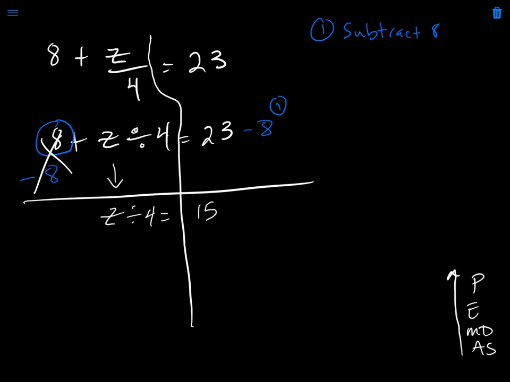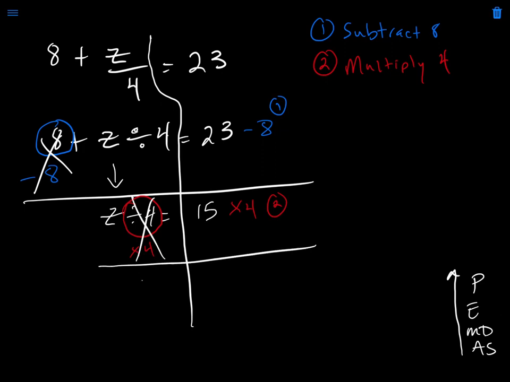Now, I need to go ahead and focus on this guy here. So the opposite of dividing by 4 means I'm going to multiply by 4. But remember, what I do to one side, I do the same to the other side. So that was step 2. I'm going to multiply by 4. So when I do that, 15 times 4 is 60. So the answer should be 60, right?